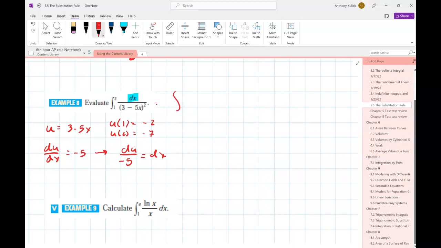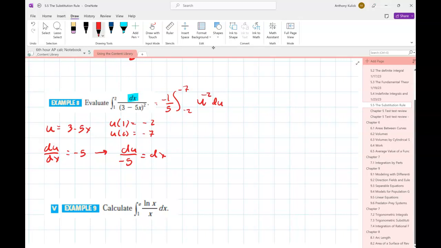So this is the integral from -2 to -7 of 1 over u, and I guess I'll put the -1/5 out front, du. Oops. Not 1 over u, Mr. Kulik. u to the -2. Sorry. Or 1 over u squared would be fine, but I'm going to write it that way because it's a little bit more obvious what the antiderivative is going to be.